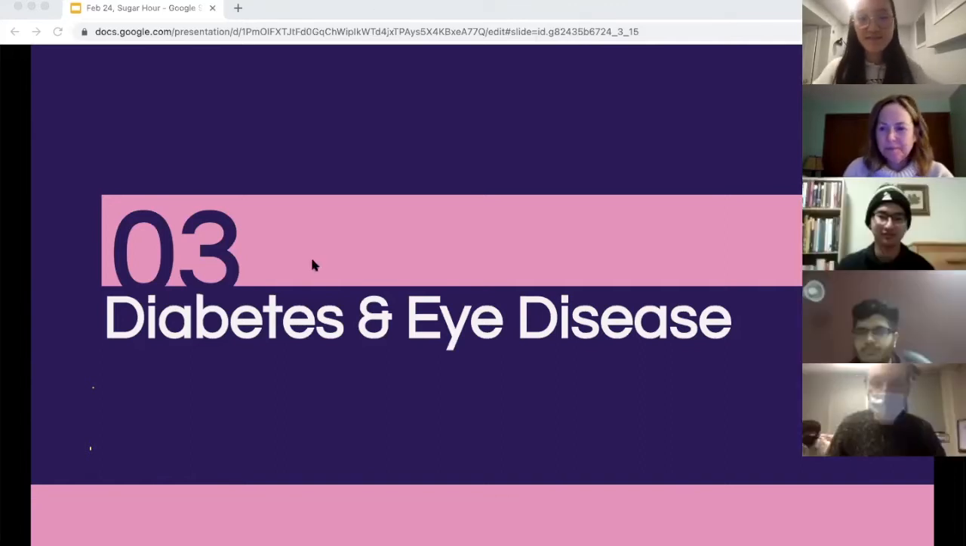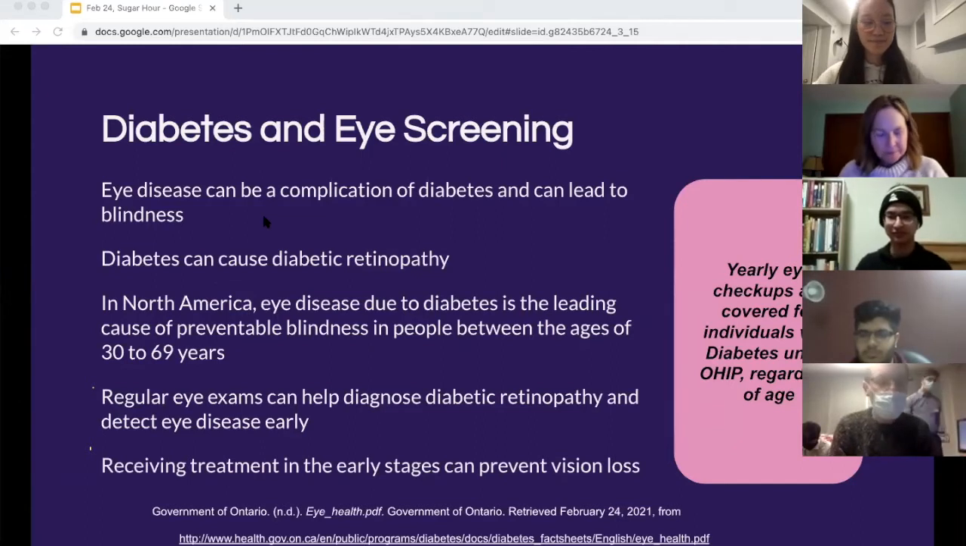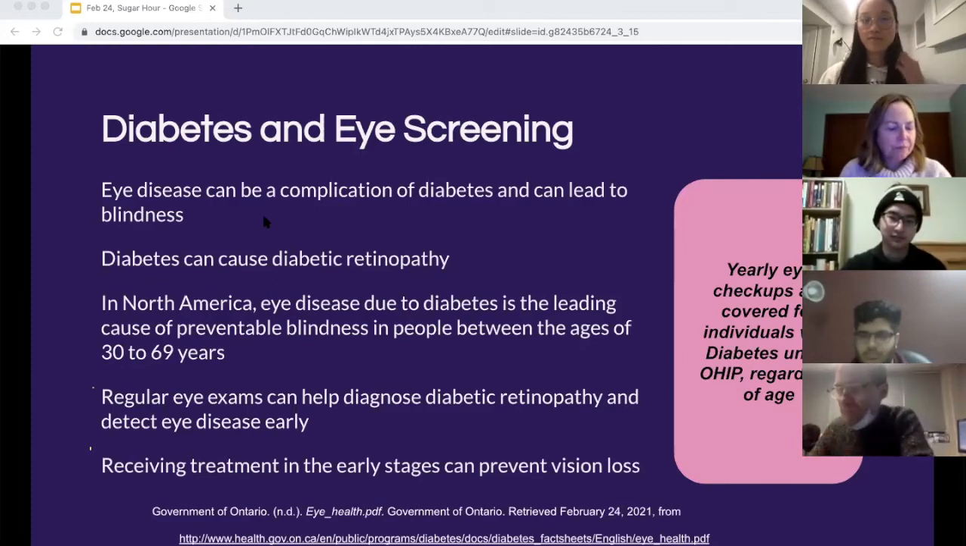So I'm going to be taking over next, and I'll be talking about diabetes and eye disease. Like we were talking about foot ulcers and the need to give yourself exams and screen, eye disease is another complication that can come out of diabetes. So eye screening is extremely important. Eye disease as a result of diabetes can cause blindness, and the main condition we're concerned about is diabetic retinopathy. In North America, eye disease due to diabetes is the leading cause of preventable blindness in people between the ages of 30 to 69 years of age.